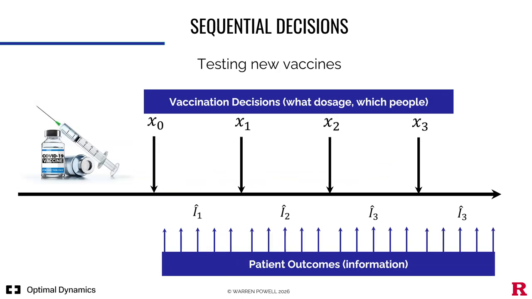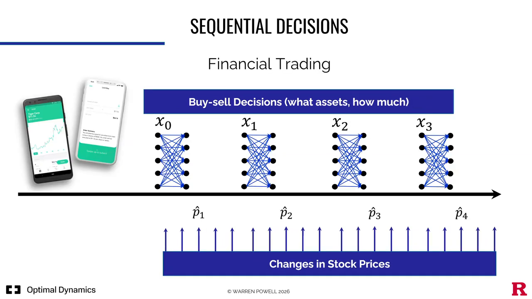Testing new vaccines. You can make a decision about what dosage and which people to vaccinate, and then you observe how they respond and who accepts the vaccination. Financial trading, we're buying and selling different stocks and assets in the presence of evolving prices.